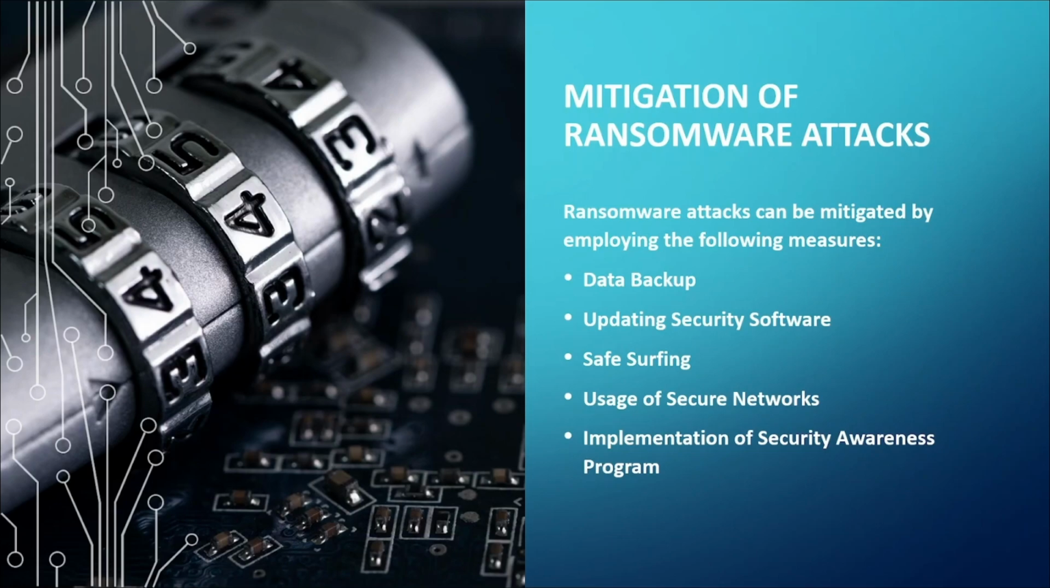Updating security software. The security software used in the organization must be updated from time to time with the latest patches. Safe surfing. The ransomware attack can be prevented if users avoid clicking on links from unknown websites and only download applications from trusted sources. Usage of secure networks. Public Wi-Fi must not be used to connect to the internet as it is highly insecure, and instead VPNs must be used to safely and securely connect to the internet.